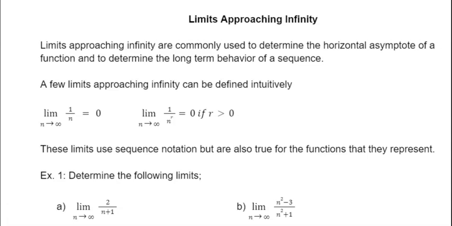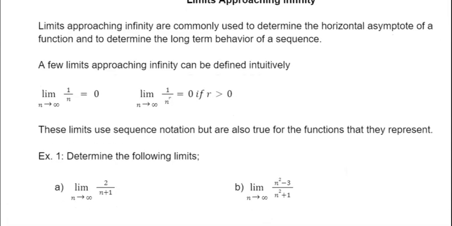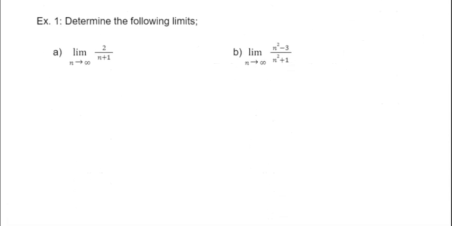So we know that 1 over n, as n approaches infinity, the limit of this will get closer and closer to 0. And we also know that 1 over n to the exponent r will also equal 0 as long as r is greater than 0. So these limits use sequence notation, but they're also true for the functions that they represent. So let's look at a couple of examples.